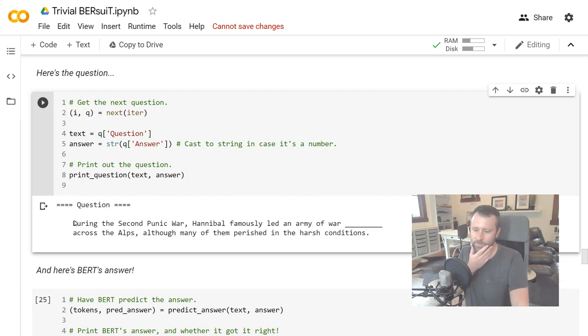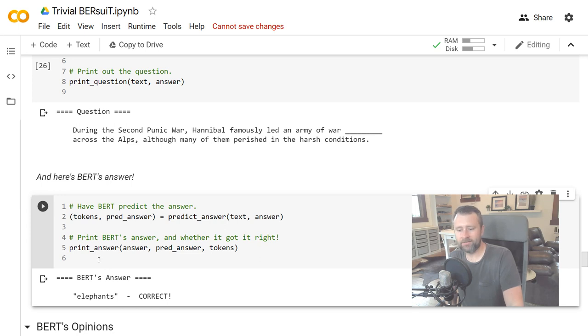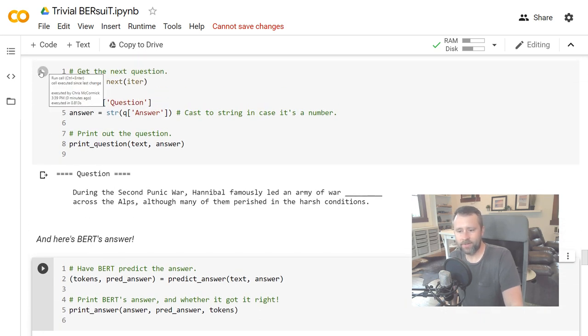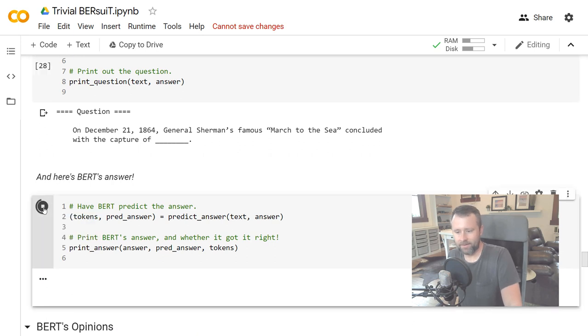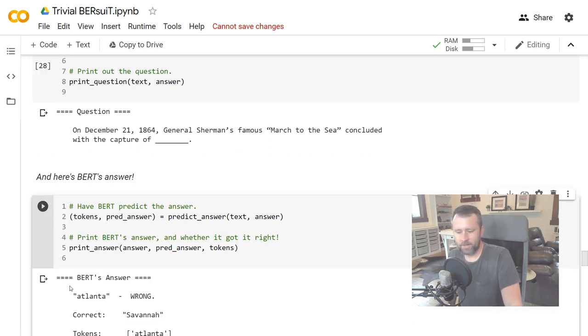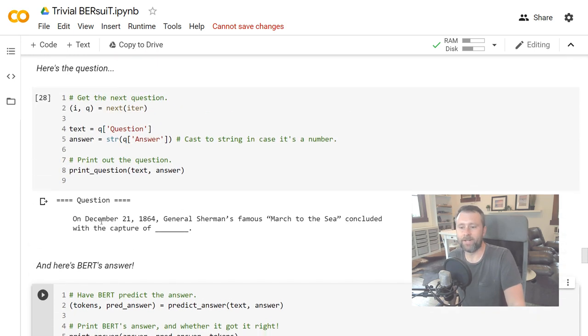All right, more on the Second Punic War. During the Second Punic War, Hannibal famously led an army of war blank across the Alps, although many of them perished in the harsh conditions. Elephants, war elephants. BERT knows a lot about Greek history, it seems. Okay, on December 21st, 1864, General Sherman's famous March to the Sea concluded with the capture of blank. So this is part of the U.S. Civil War. Let's see if BERT knows. Atlanta, Georgia. That's not correct. Correct is Savannah, Georgia. So it knew that it was a city in the South. It just picked the wrong one.